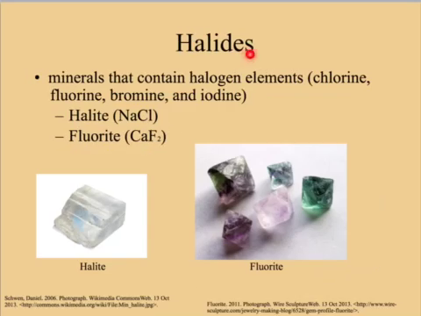The next mineral group is the halides. Halides must have halogen elements, which means they must have chlorine, fluorine, bromine, or iodine. We'll be looking at two. The first one is halite, which has sodium and chlorine. This is table salt, and it has excellent cleavage. Fluorite is calcium and fluorine. This is commonly mistaken for quartz. They often come in the same color, and they have the same luster. The difference, however, is their hardness. Fluorite is going to be softer than quartz.